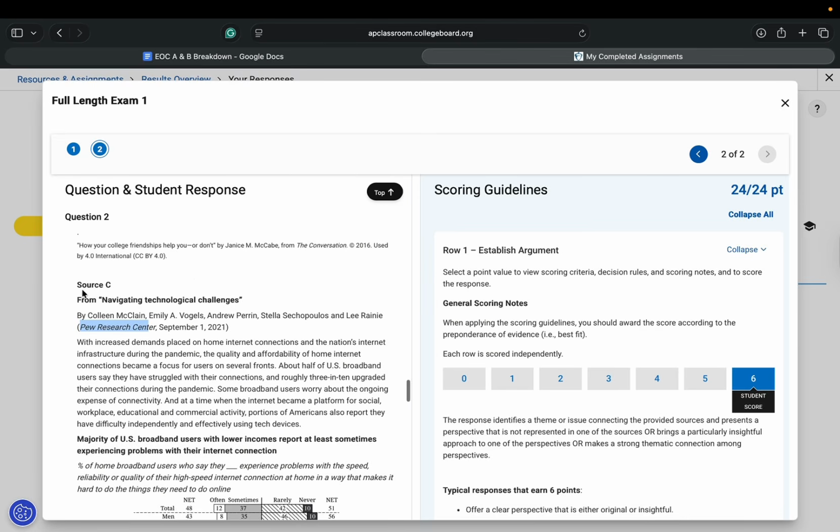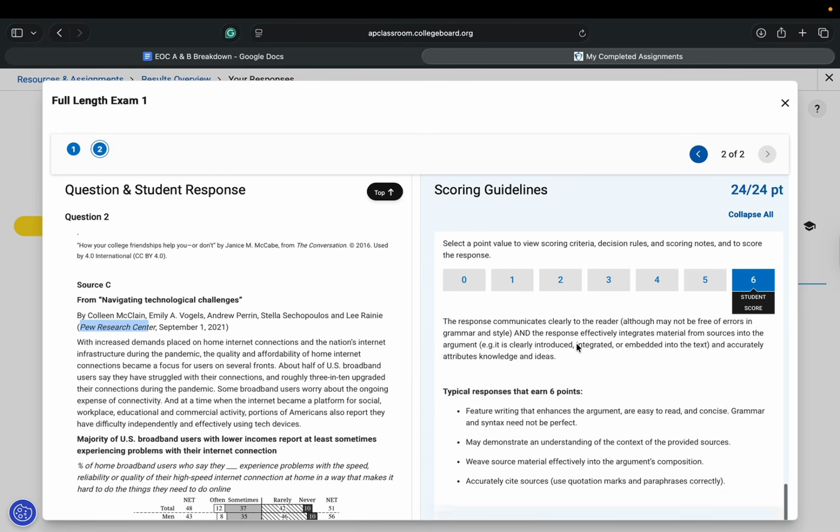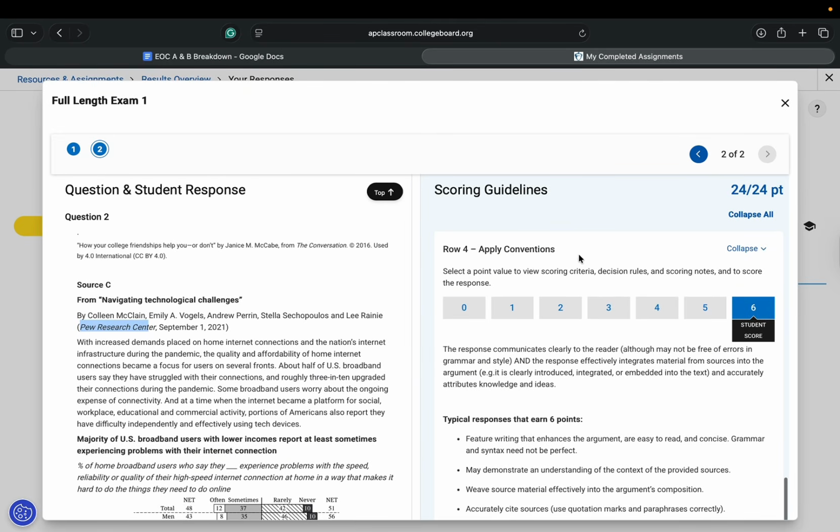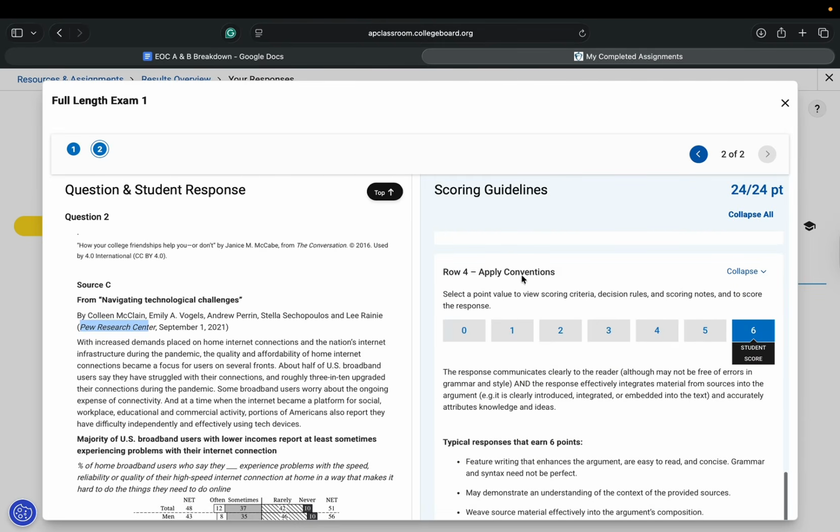Please, please, please remember that. If you're going to take anything away from this video, please remember how to cite your sources, because it is a big part of row 4, apply conventions. It's not only grammar, but also how you properly cite. So please keep that in mind for completing your essay.